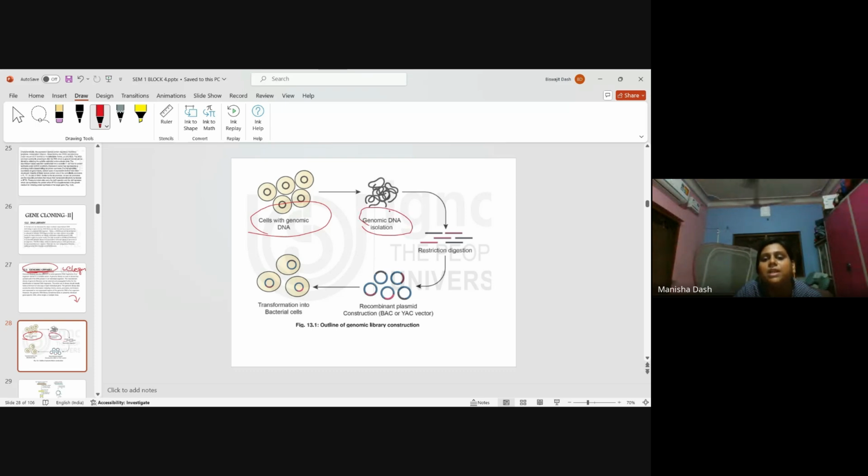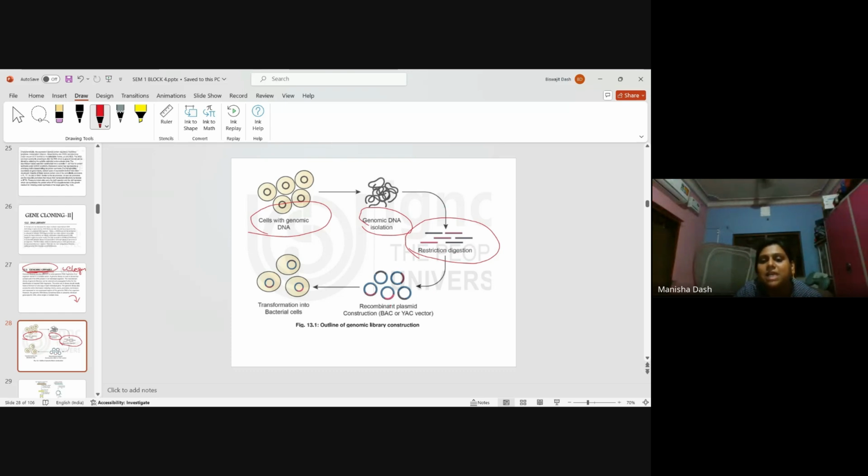Then the genomic DNA, as you can observe, is a large DNA molecule, so it cannot be stored easily. That is why it is broken into smaller fragments. It might have multiple restriction sites where the restriction enzymes will cut and create small fragments like this, by restriction digestion.